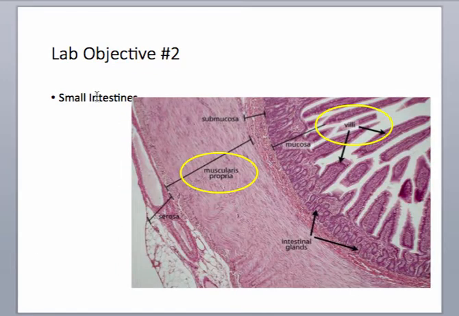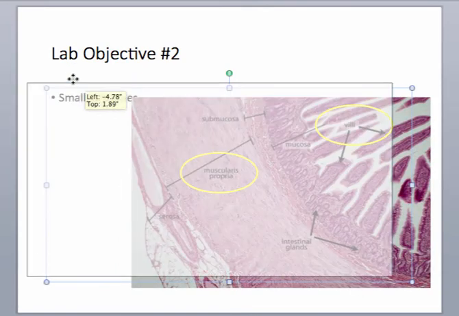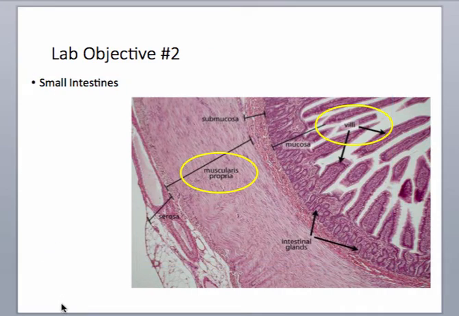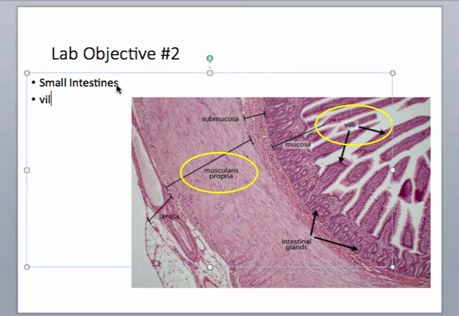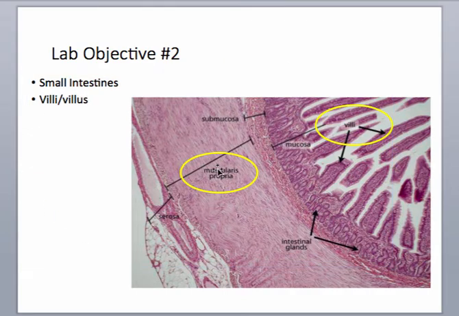In the small intestines, there are a number of structures that we can look at, and one of them, if we look at the way the mucosa is arranged, we're going to see what are called villi. And villi is plural, and villus is singular, so one villus, more than one villi. And these are finger-like projections of the mucosa.